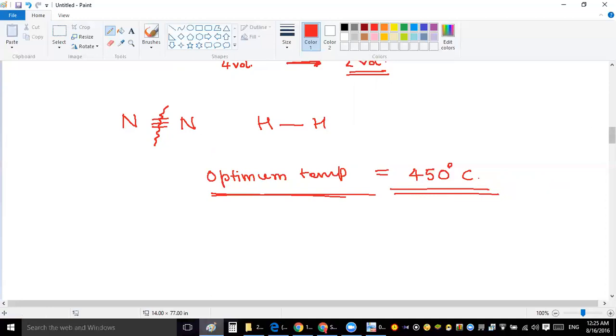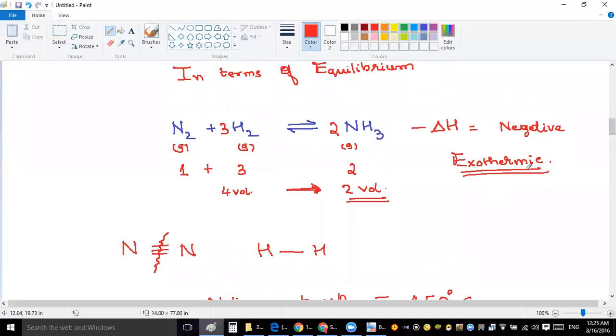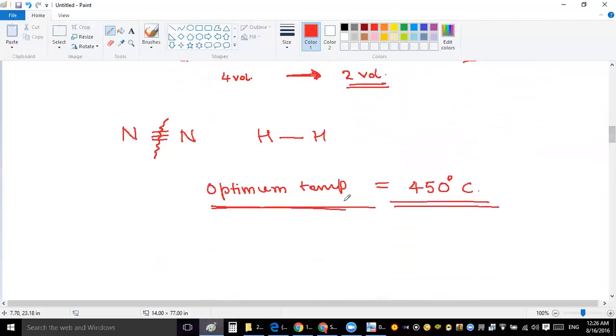If I'm going to use a very low temperature, then nitrogen and hydrogen will not react at all. If I'm going to use a very high temperature, say 700, 800 degrees Celsius, in that case, because the reaction is exothermic, I'm not allowing that heat to come out. Instead, I'm trying to heat it up. So I'm favoring the reverse reaction. So in order to maintain this balance, I'm using this average, moderate temperature, that is the optimum temperature of 450 degrees Celsius.